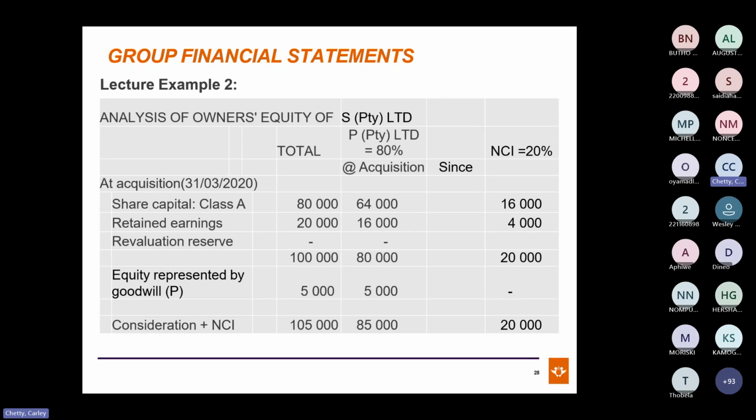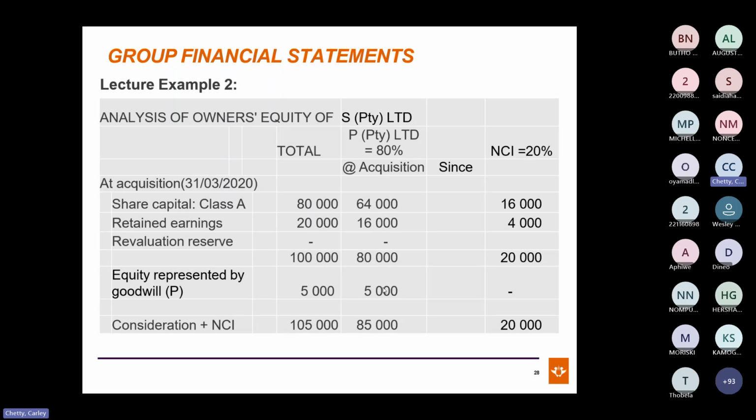Okay, well done, everyone. It is goodwill, okay? Because the consideration paid is greater than what P received, there's obviously goodwill or some other thing that they are getting. So we have goodwill. So when the consideration paid is greater than P's share of equity in S, it means we have goodwill.